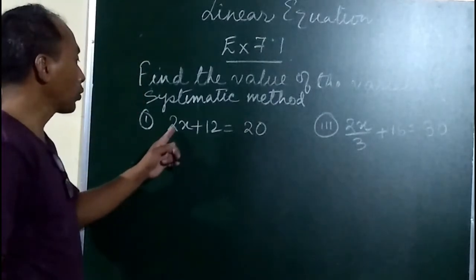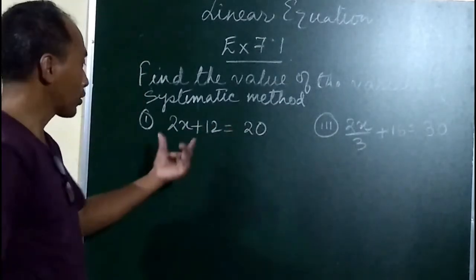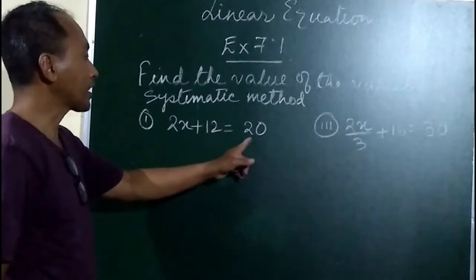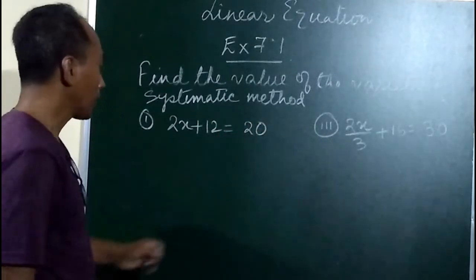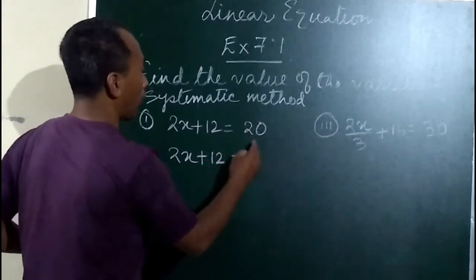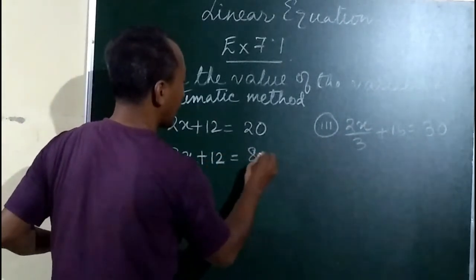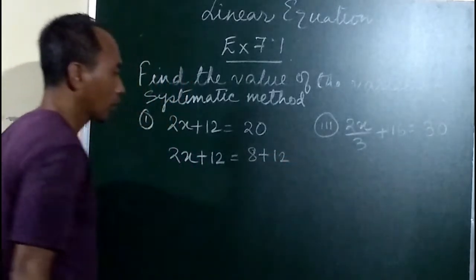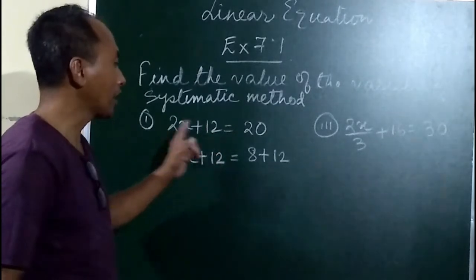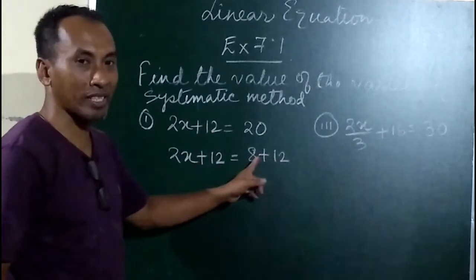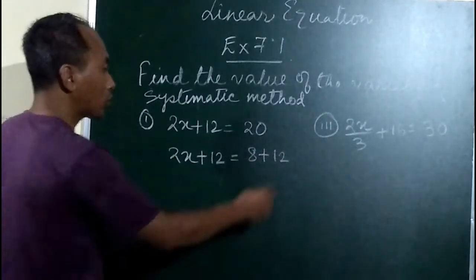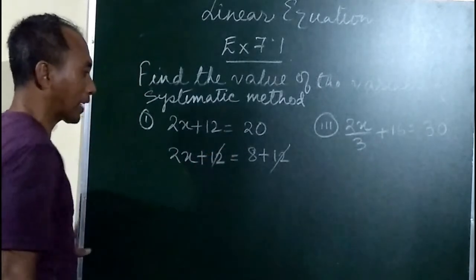So here 2x plus 12 equals 20. On the left hand side we have the constant term 12. On the right hand side we have the constant term 20. So we break up the constant term on the right hand side as 8 plus 12. Why do we make it 8 plus 12? Because 12 is a constant term on the left hand side, so we make a constant term 12 on the right hand side too. We know that 12 plus 8 is 20. So the 12 on the left and the 12 on the right can be cancelled.